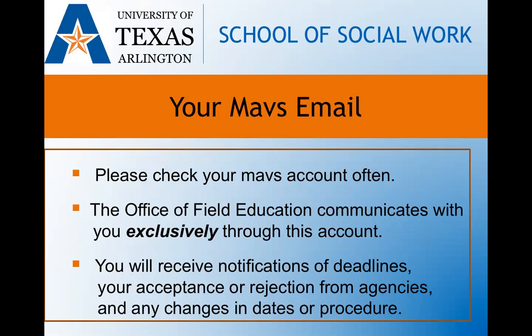So please, if your email is not working or you're not sure how to do it, please reach out to IT support. You can email helpdesk@uta.edu. That's HELPDESK, helpdesk@uta.edu, and they will help you get your MAVS email set up so that you don't have any problems accessing it, and that's never a problem for you moving through the program.